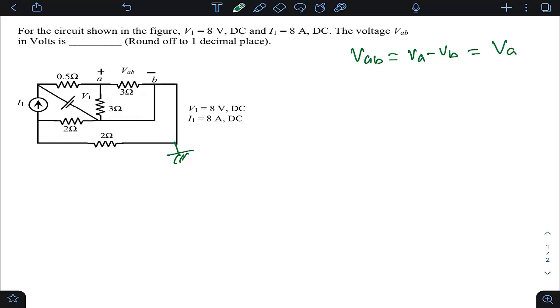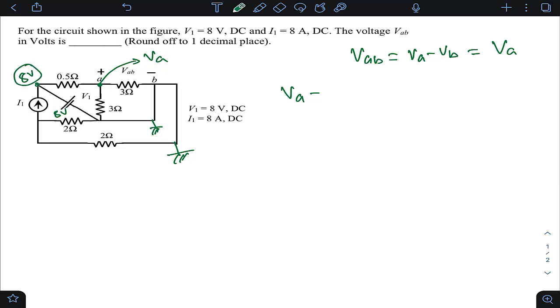So let us say that this node voltage is VA, because this is the A node. Now we can write a simple nodal equation here that will give me the value of VA. So let us write that equation. You get VA minus how much? V1, right? Because if this point is ground, this is also ground because it is the same node. And because V1 is equal to 8 volts, this node voltage is 8 volts.